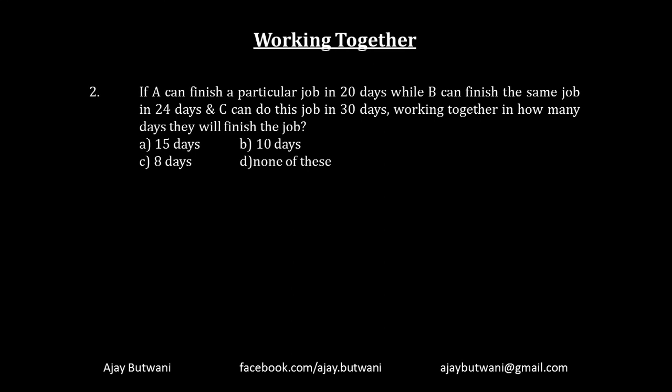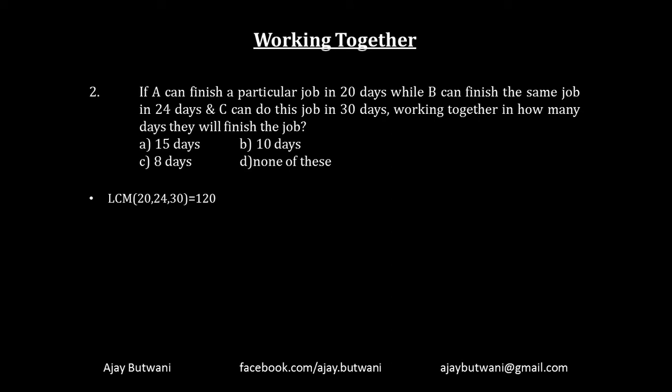This question says if A can do a job in 20 days, B can do the same in 24 days and C can do the same in 30 days. In how many days will they do the job working together? Now as you know what we are supposed to do, we are supposed to find the LCM of 20, 24 and 30. So I'll request you to pause the video for a second and try to find the LCM of the numbers. Okay, I hope you have got LCM of 20, 24 and 30 is equal to 120.